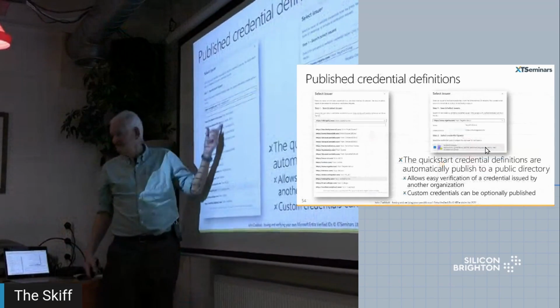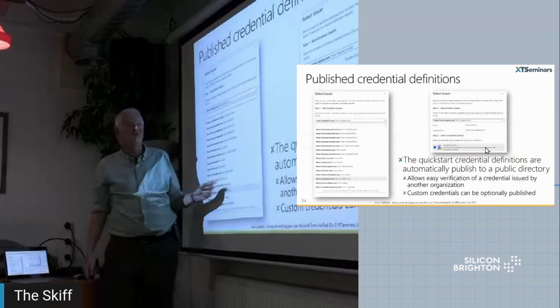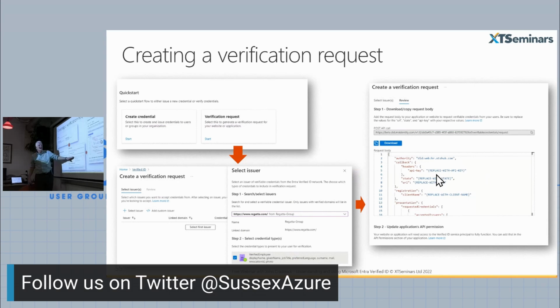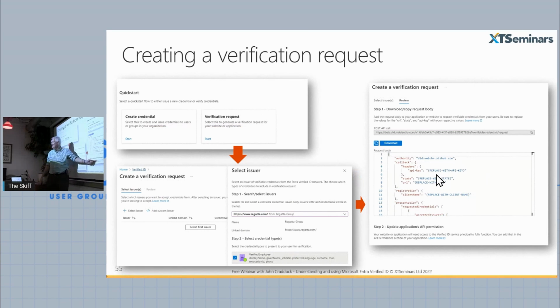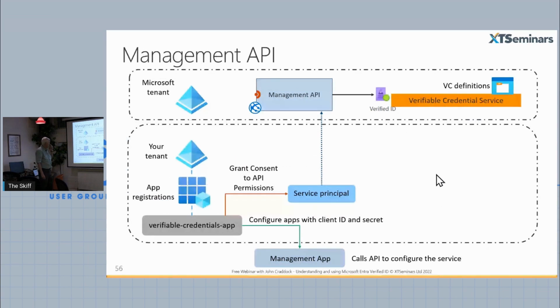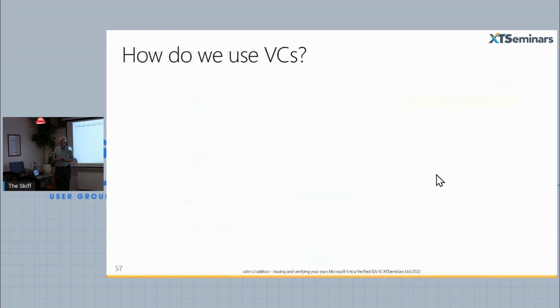So this is obviously in different Azure tenants, right, being created. So here we go again, quick start, verification request. We come in here onto the network. We select the issuer. Having selected the issuer, it gives you the API body that we need to make the call to do the proper presentation request. And then there's a management API as well. Okay, that's pretty good. So again, we need an app to represent it. So there's our service principal to get to the management API. So you can create everything programmatically, right? You don't have to go through the UX. So that's available. And the question is, how do we use these things?